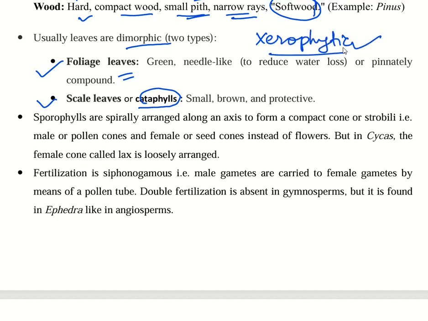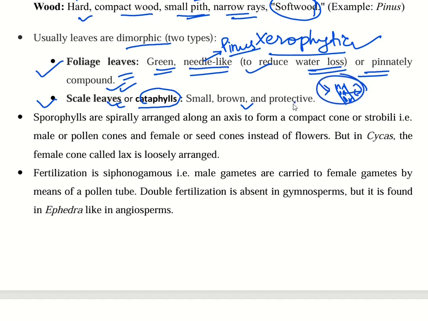For survival in that kind of conditions, the green leafy structures are converted into needle-like foliage to reduce water loss, and they are normally pinnately compound, like in the case of cycas. Needle-like leaves can be an example of pinus as well, where the scaly leaves or cataphylls are structures found on the shoots of plants, which are small and brown in color, and their function is for protection, likewise storage of water sometimes around the branches or shoots.